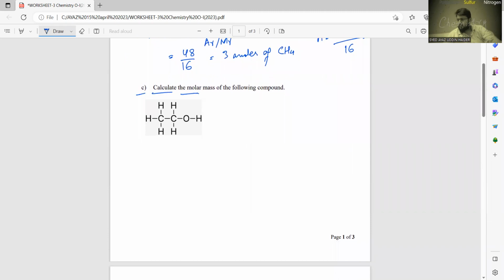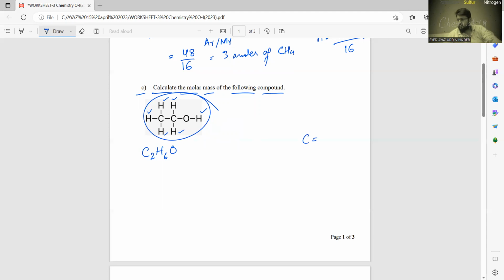C. Calculate the molar mass of the following compound. So here's the formula of the compound. You need to calculate the molar mass of this compound. First of all, write down the molecular formula of this compound. Count the number of carbon atoms. We have 2 carbon atoms, so we will write C2 here. Count the number of hydrogen atoms. We have 1, 2, 3, 4, 5, 6 hydrogen atoms and 1 oxygen.